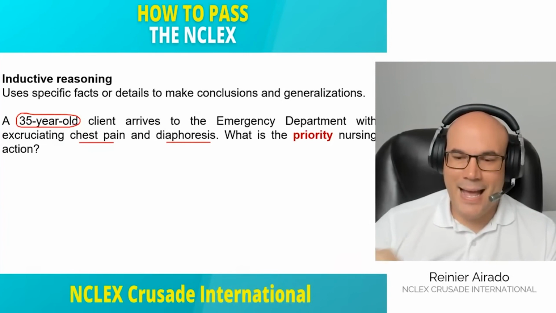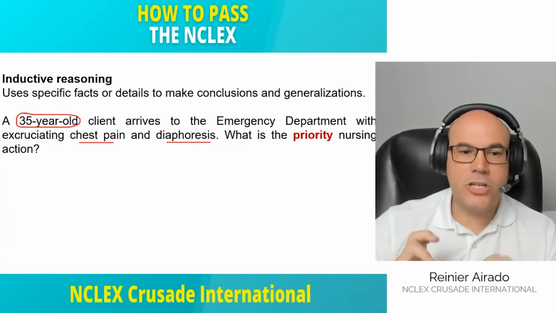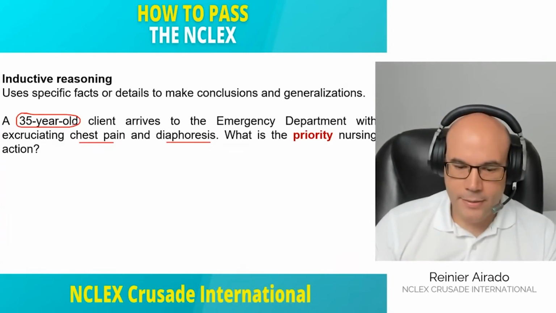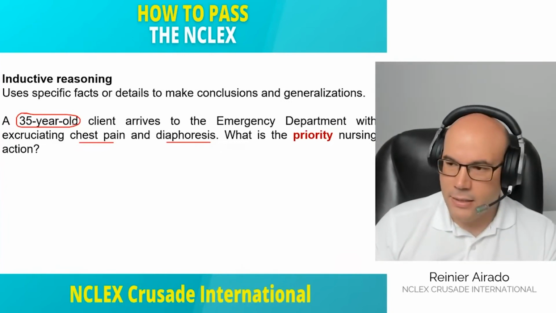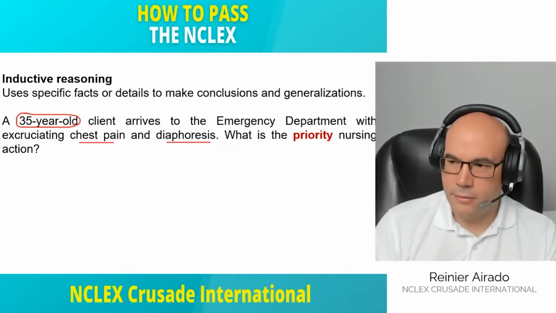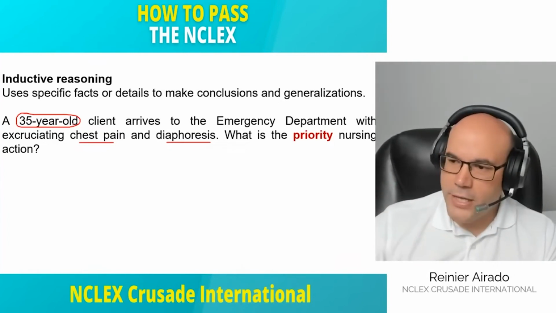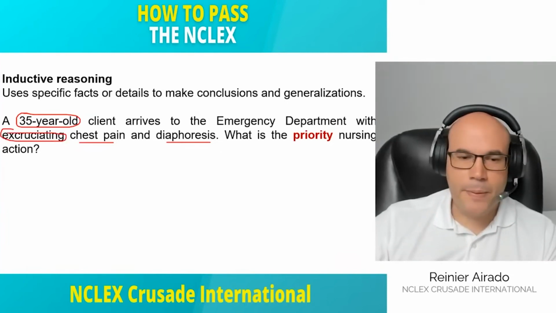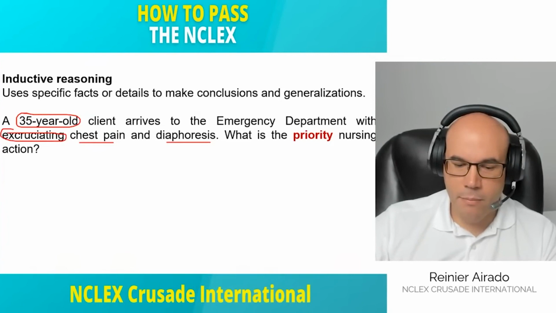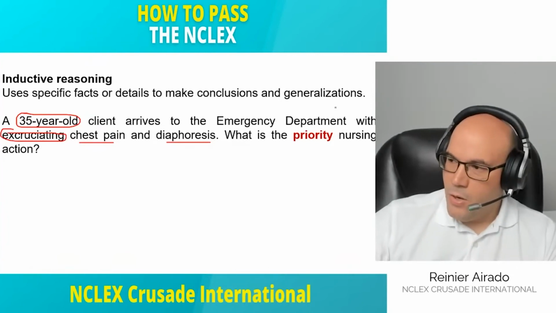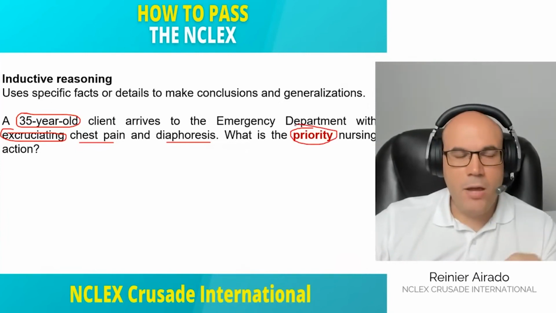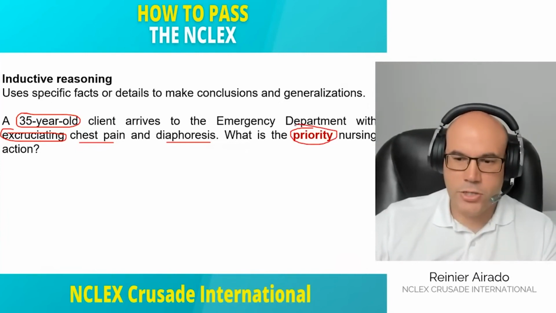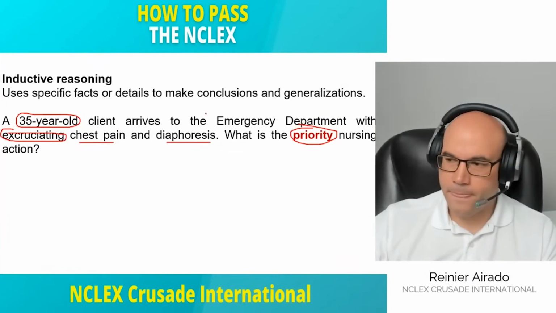But there is an adjective that describes the type or the severity of the pain. It says excruciating chest pain. So this word here, excruciating chest pain, is extremely important. What is the priority nursing action? So this keyword tells me that this question is a priority.